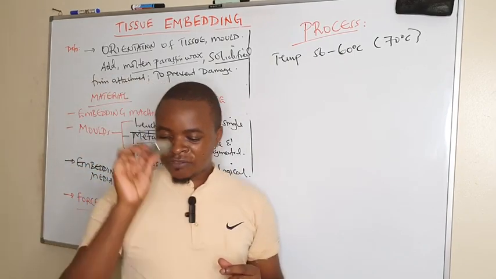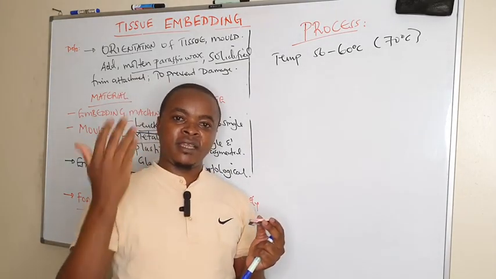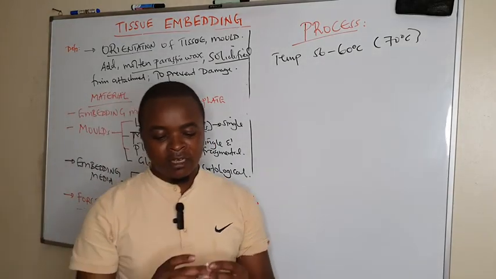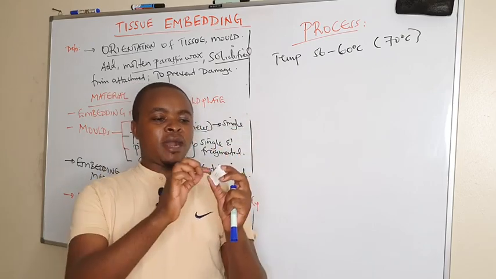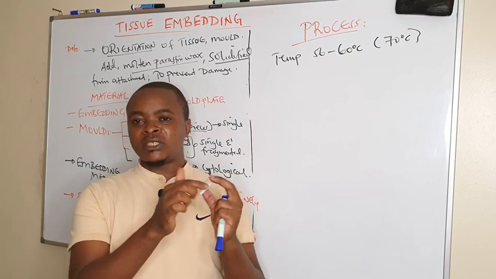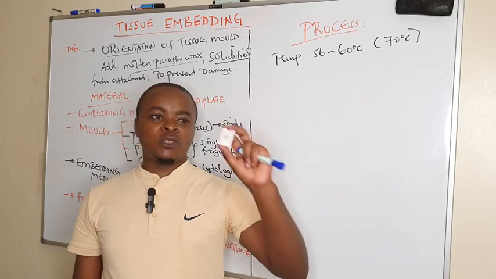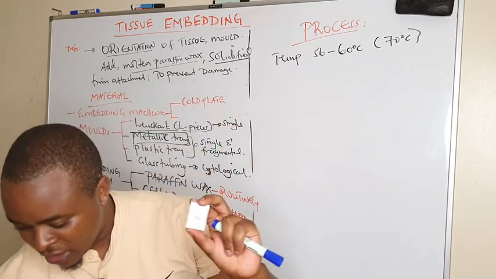After this, and putting it on a cold plate for like 10 minutes, that's when we shall obtain a fully embedded tissue. And after embedding, we normally remove the excess wax which goes on the edges of the tissue cassette. So this one is already an embedded tissue after doing the process.